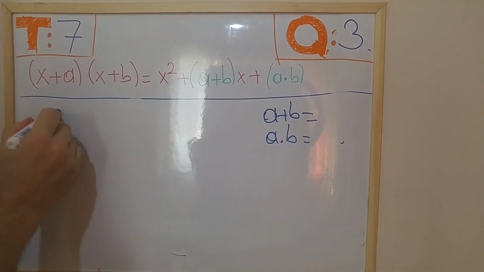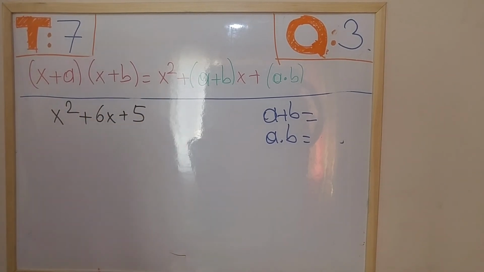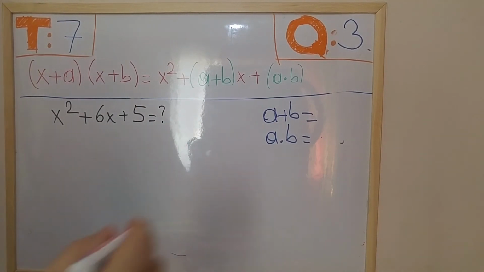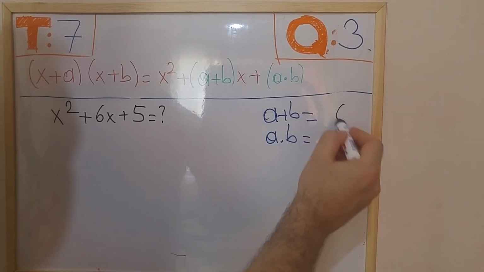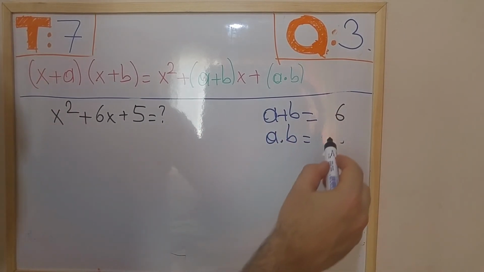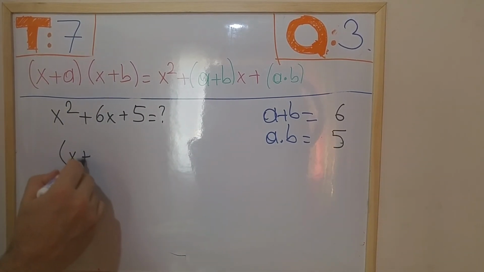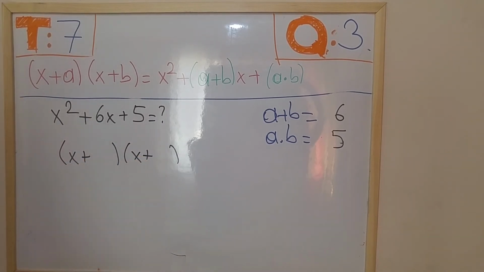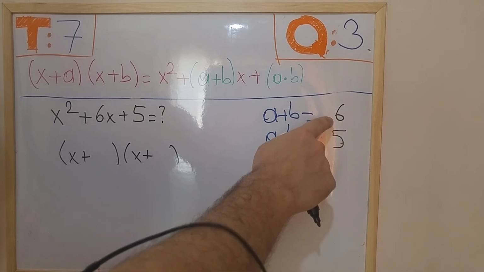Next question. X squared plus 6x plus 5 is equal to what when you factor them? So here what we have is a plus b is equal to plus 6, and a times b is equal to plus 5. Therefore, I can easily say that both of these numbers must be positive. Okay? In the next step, I have to find two numbers that their multiplication is equal to 5 and their summation is equal to 6.